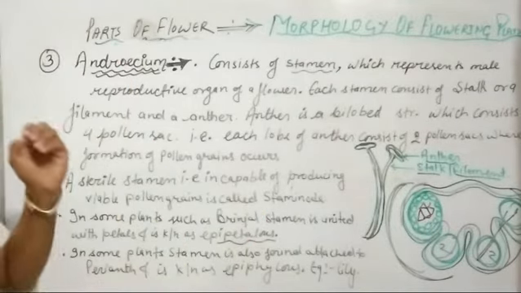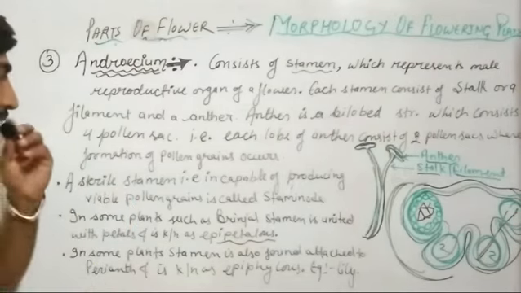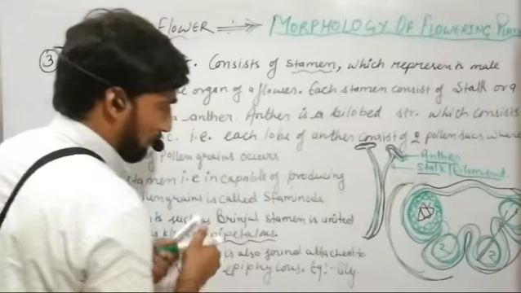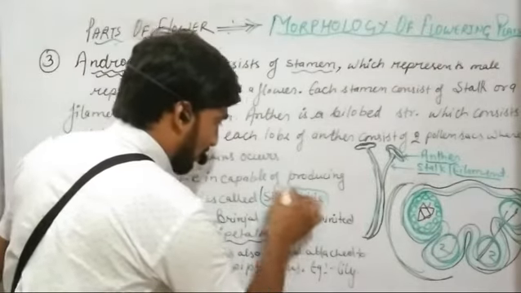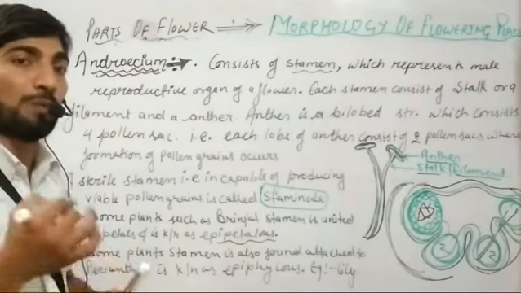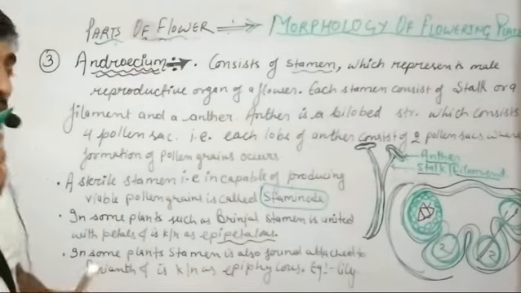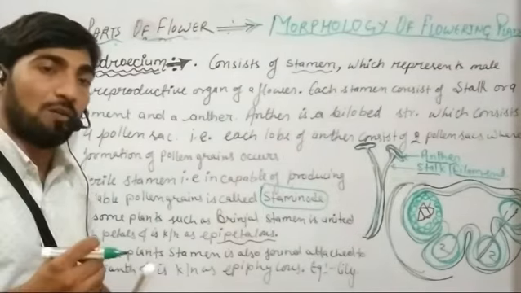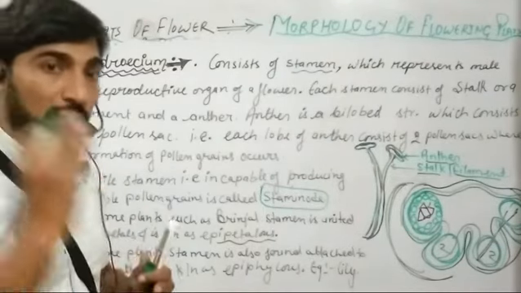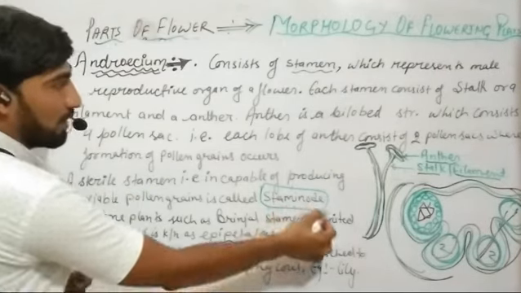Now a sterile stamen or anther is known as a staminode. If the anther or the stamen is sterile and incapable of producing viable pollen grains, then such a stamen is called a staminode.